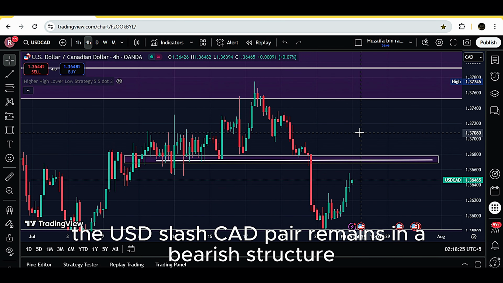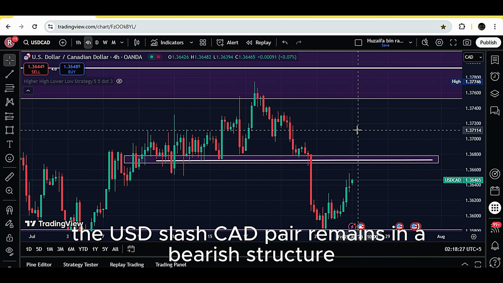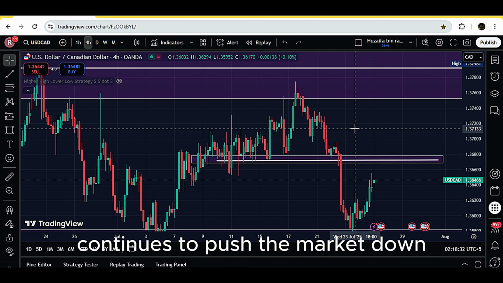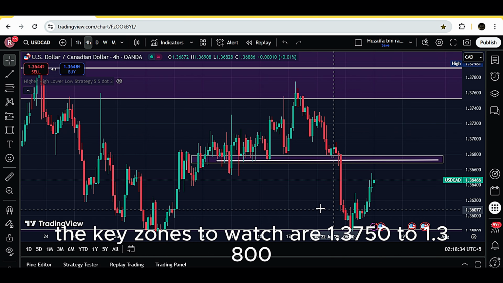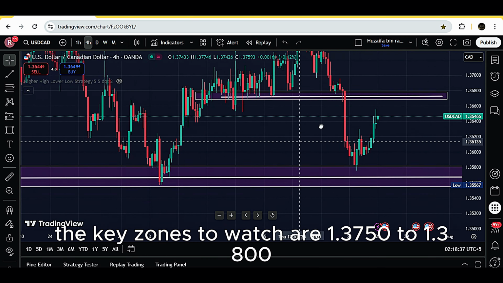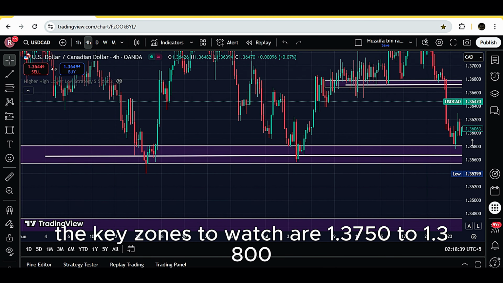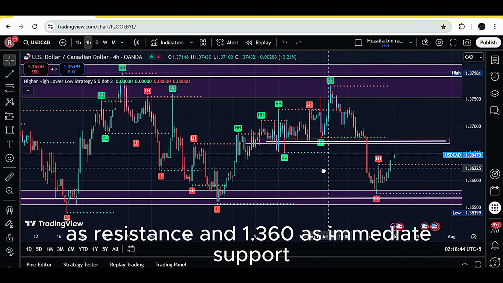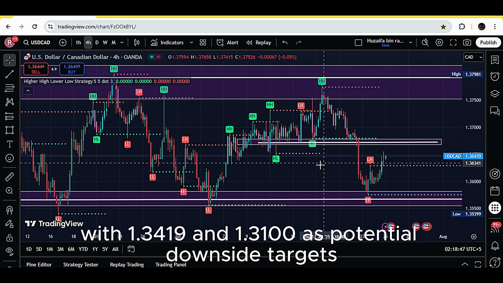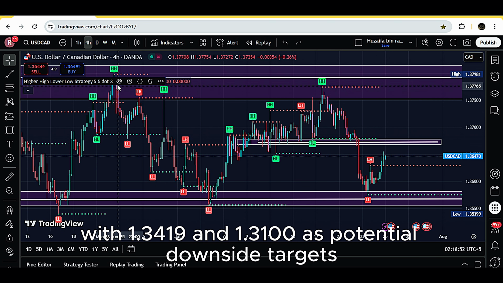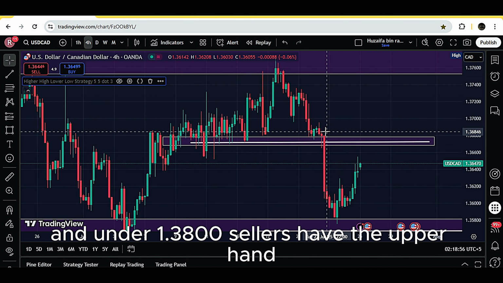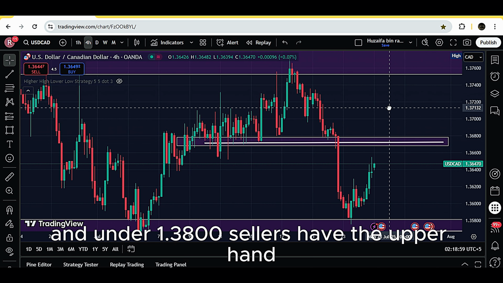So the USD/CAD pair remains in a bearish structure on the 4-hour chart, and the descending trend line continues to push the market down. The key zones to watch are 1.3750 to 1.3800 as resistance and 1.360 as immediate support, with 1.3419 and 1.3100 as potential downside targets. As long as the price remains below the trend line and under 1.3800, sellers have the upper hand.